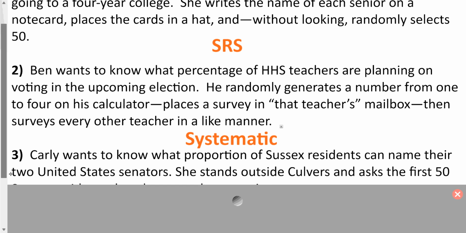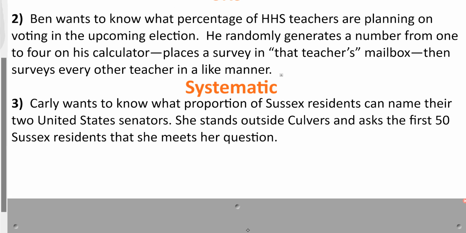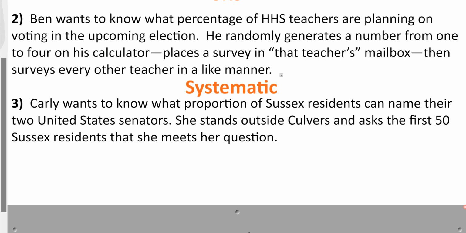Carly wants to know what proportion of Sussex residents can name their 2 United States senators. She stands outside Culver's and asks the first 50 people she meets the question. Well, this is a very convenient way to do it. It's called convenience sampling. So not a good one.